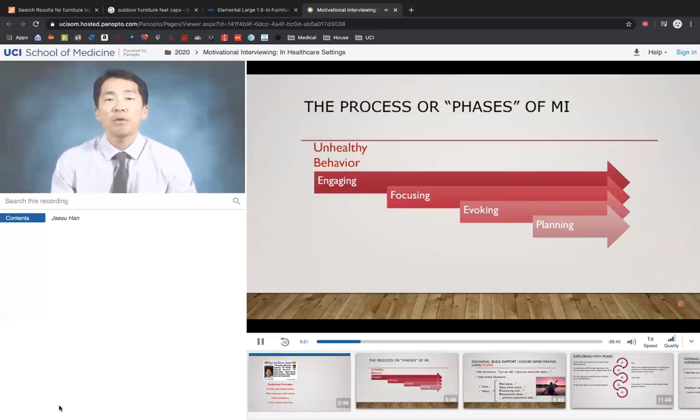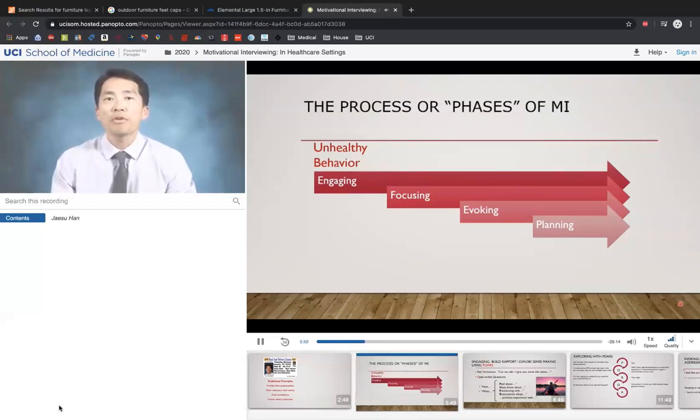And as that process continues, we come to an understanding of what's perpetuating that unhealthy behavior, and that's the focusing phase of MI. And then once we have that, we begin the work of evoking the patient's own motivation for change. We'll talk about different reasons why a patient may be doing an unhealthy behavior and what things we can do to help the patient overcome that. It's only after we've done these three processes that we finally go to planning.